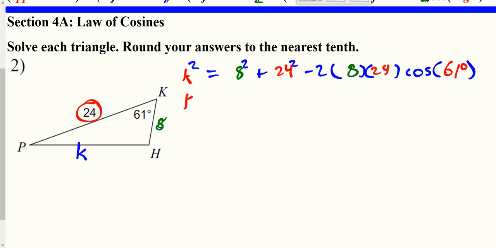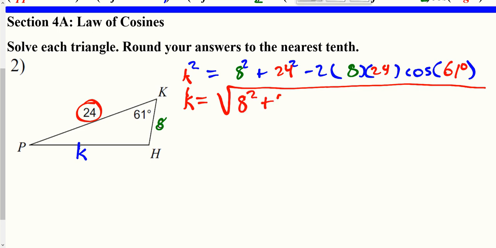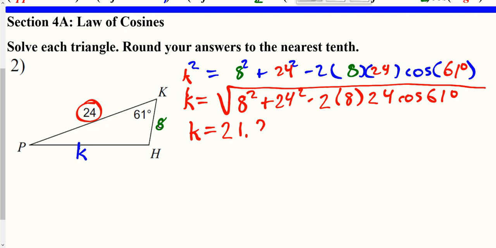Now to get k by itself, all we have to do is get rid of the squaring. To undo squaring, we do the square root. We could work out the right side, but type it into your calculator just as you see it. It saves you from multiple typing it in. So go square root 8 squared plus 24 squared minus 2 times 8 times 24 times cosine 61, then hit enter. If you type it in all at once like that, you get 21.3.